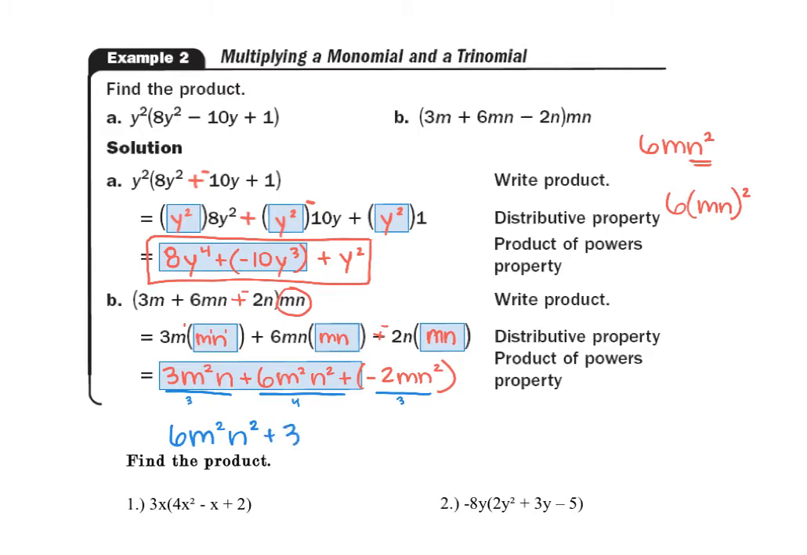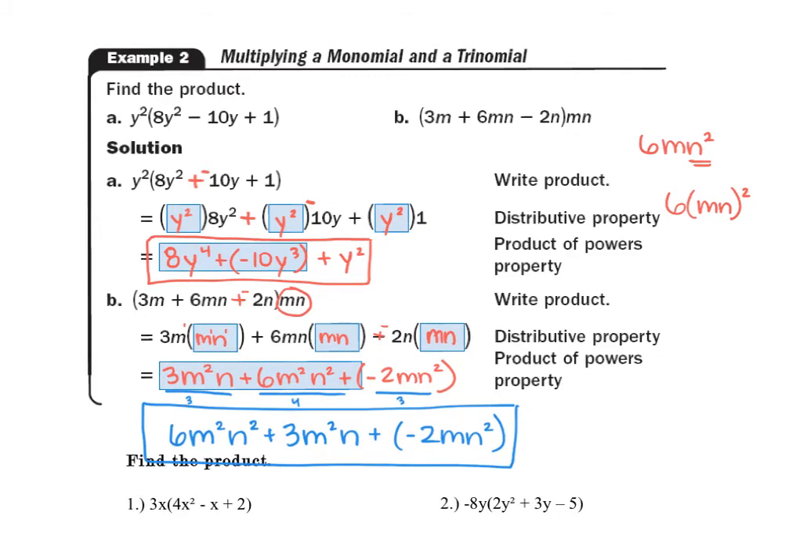So I would put 3m squared n coming next because the m has a higher degree and it comes first in alphabetical order. And then plus negative 2m n squared. And that would be standard form for this problem. And again, nothing else can be combined there because while we have lots of m and n's, we don't have any identical variable parts there.